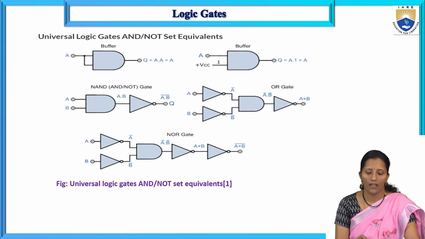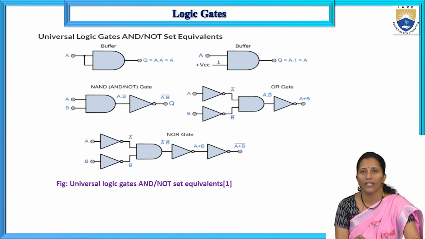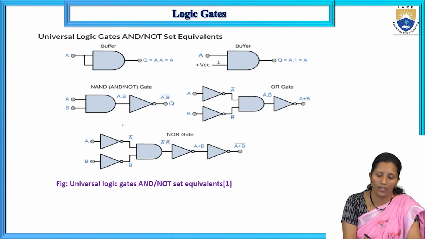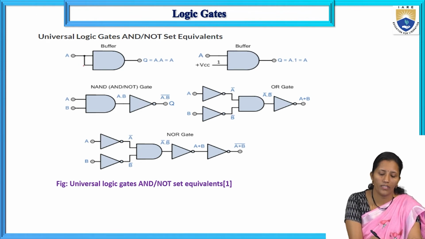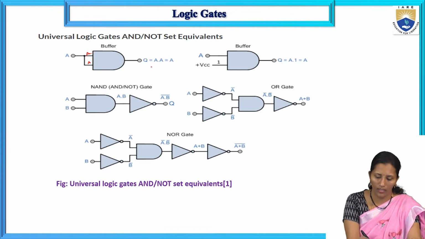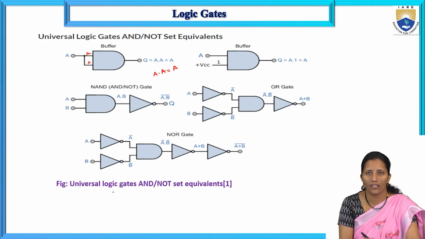So, universal logic gates and not set equivalence. Here is how to implement gates using only AND and NOT gates. For the buffer using an AND gate, both the inputs are the same. That is, A is given as both inputs, so here we get A and here also we get A. Then it is A into A, that is nothing but A as the output.